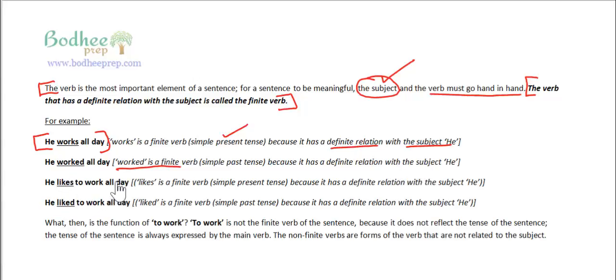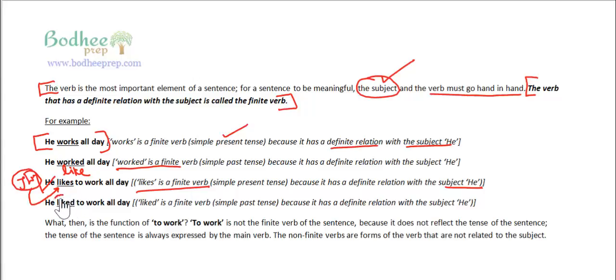He likes to work all day. Likes is a finite verb because it has a definite relation with the subject he, right? And if you want to try this out, you can just change the subject from he to they, and what you have is, they likes becomes they like. And because the verb has a definite relation with the subject, any change in the subject is reflected in the verb. So when you say he likes to work all day, and when you change he to they, it becomes they like to work all day. That means basically the change in the subject is having an impact on the verb.